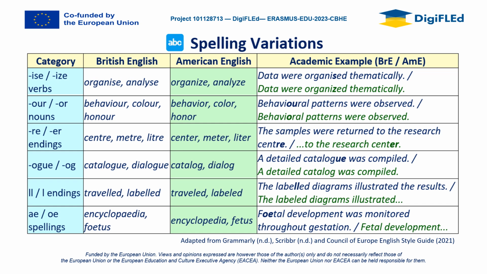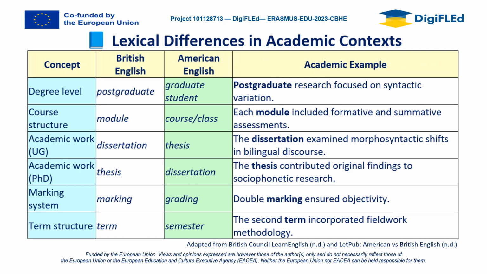in catalogue versus catalog. Maintaining consistent spelling throughout a manuscript is crucial for professionalism and reader comprehension. Lexical preferences also diverge between the two forms. In British English, postgraduate denotes a student pursuing advanced studies, whereas American English uses graduate student.